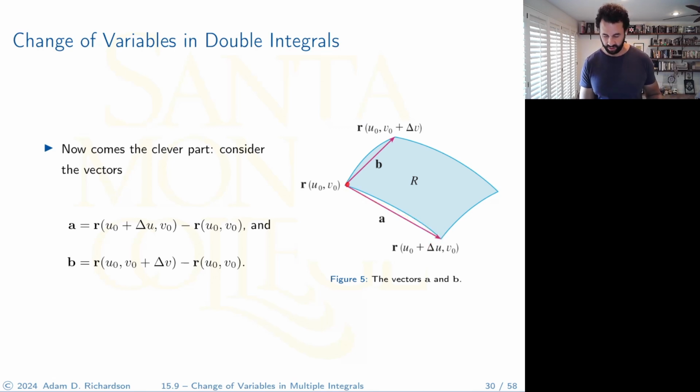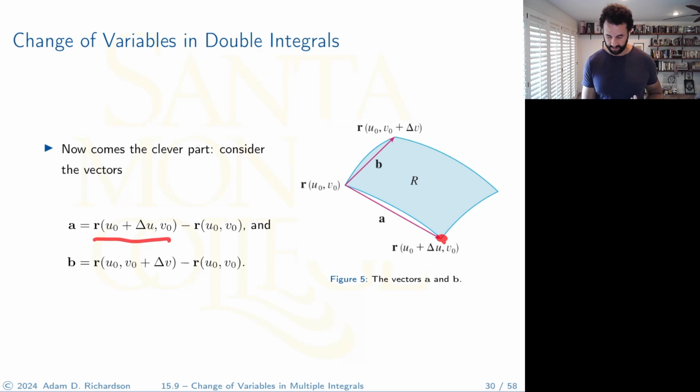Well, this is the point r of (u naught, v naught), and this is the point r of (u naught plus delta u, v naught). That's what this point is. It's what happens to the image of that lower line under the transformation r, under this vector function. So how do we describe the vector a? It's just a displacement vector between this point and that point, and that's what you see right here. That's the displacement vector.